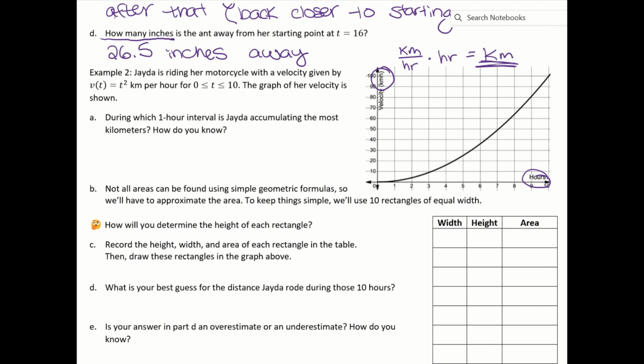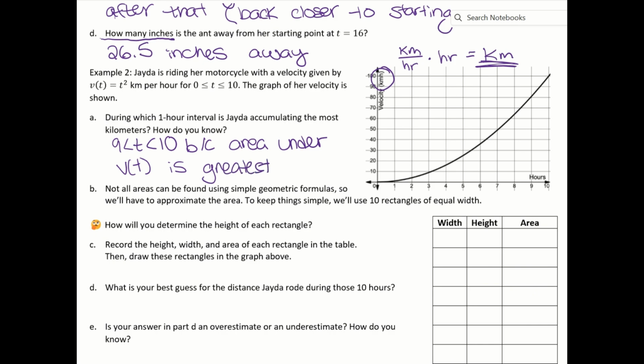Here's the velocity curve from 0 to 10. The graph of her velocity is shown. During what hour interval is Jada accumulating the most kilometers, and how do you know? We want to know during what hour interval the area is the greatest, because that's when the kilometers are the biggest. That happens between 9 and 10, because the area under v of t is greatest.